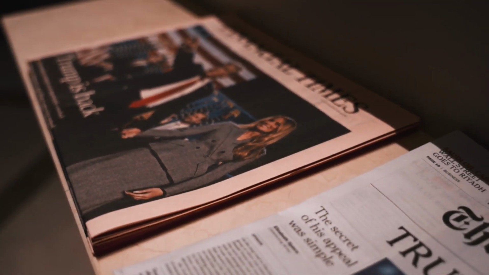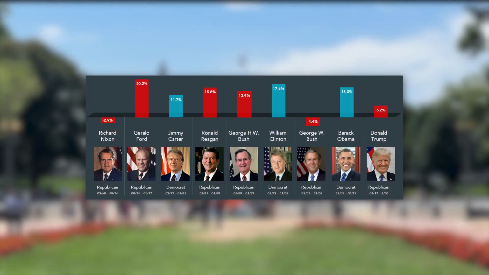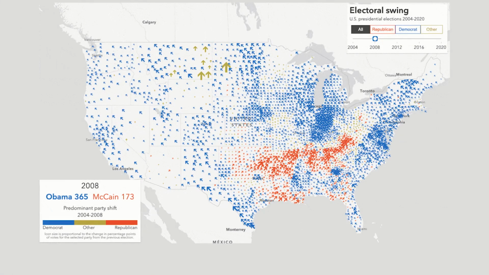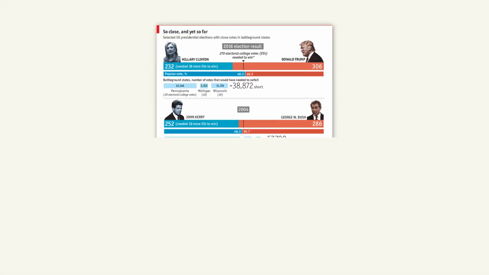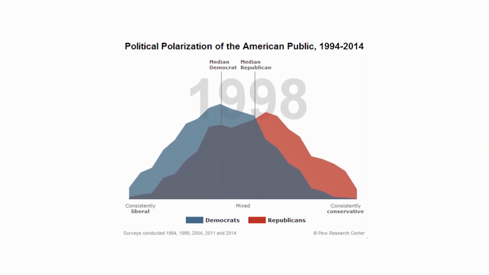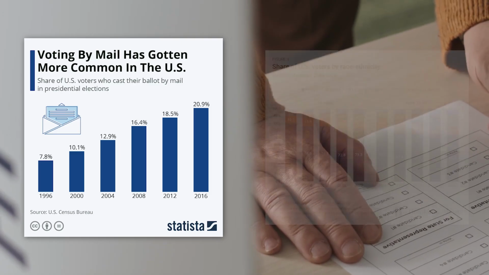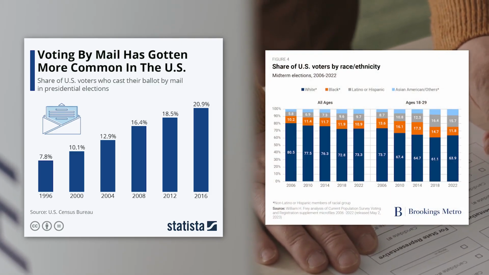These recent elections have revealed several important trends in American democracy: fluctuating party control of the White House, the crucial role of battleground states in determining outcomes, occasional splits between popular vote and electoral college results, increasing political polarization, growing importance of early and mail-in voting, and evolving voter demographics and preferences.